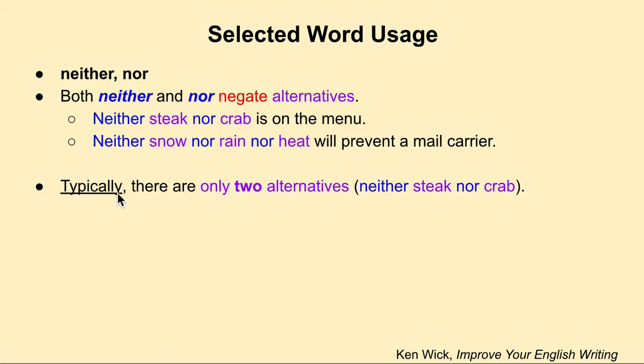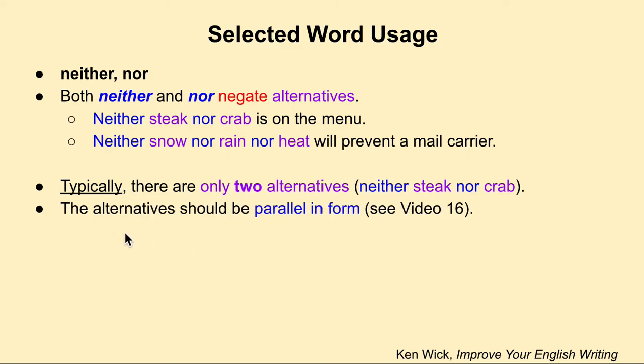Typically, when you write neither nor, there are only 2 alternatives, neither steak nor crab. This is probably the most famous one that has 3. But most of the time when you write it, it's only going to have 2. The alternatives should be parallel in form. If you're not too sure what parallelism is, go watch video 16. So alternatives, here you have 2 nouns.